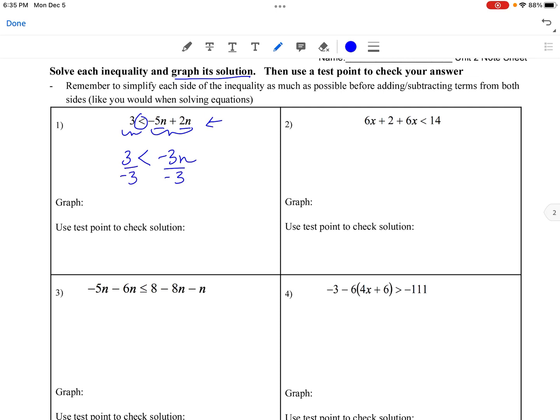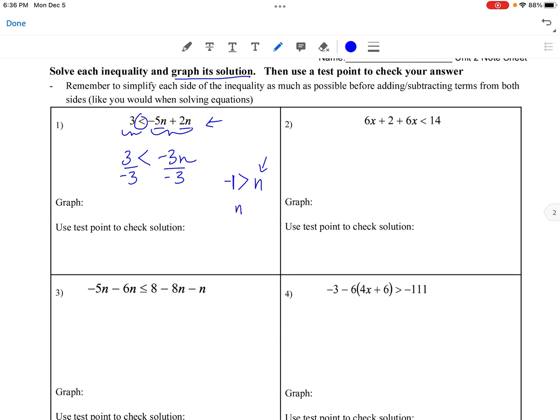And then we get n on this side. Now we've divided by a negative number. Remember, that means we have to change the direction of our inequality. So here is our inequality: n is less than -1. Remember, I'm reading from the perspective of the variable.